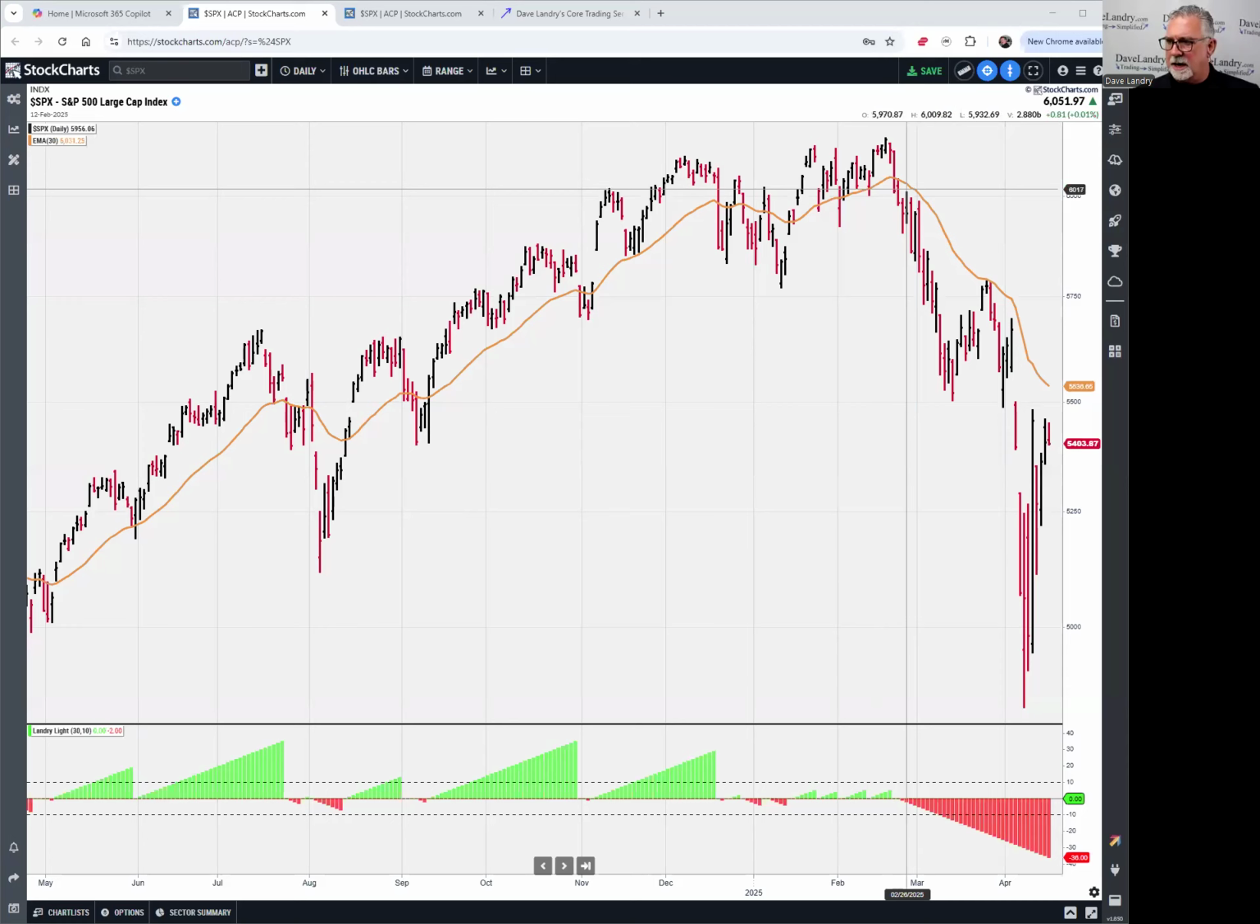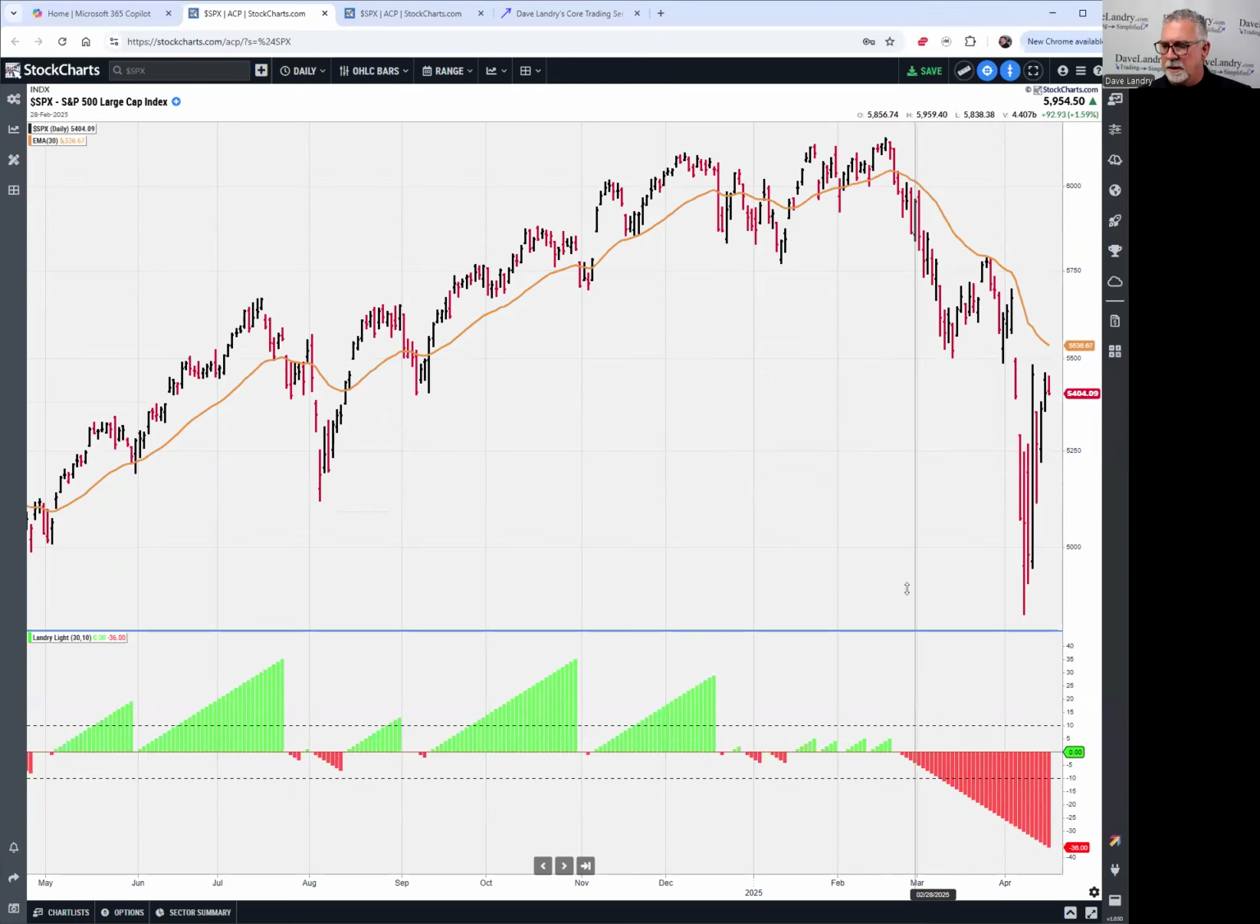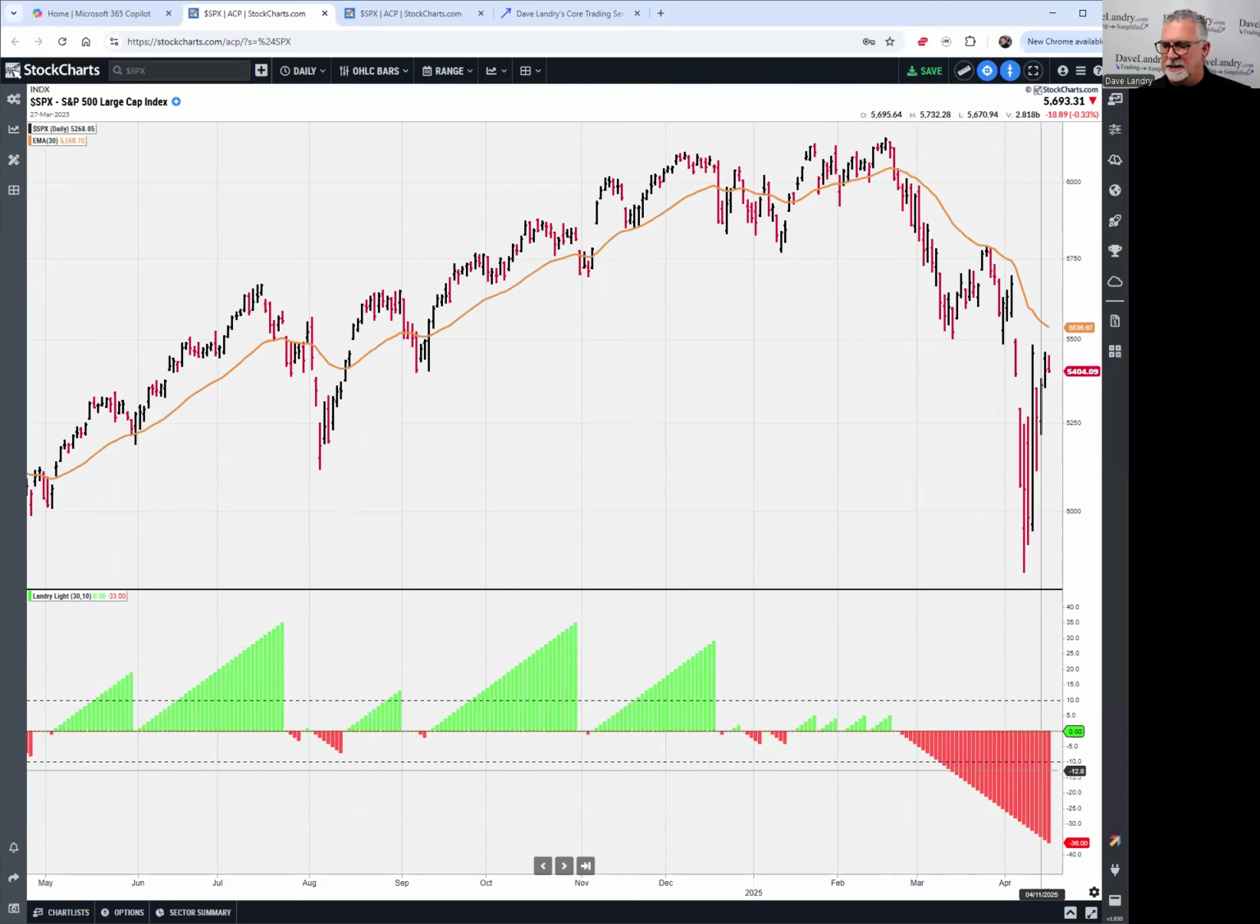500, obviously. And if we take a look at the S&P 500, we have what I call Landry Light. And Landry Light is simply the highs being less than the moving average. In this case, I'm using a 30-day exponential moving average, and that is illustrated down below. And this just counts the number of days, not the magnitude of the move, but the number of days.